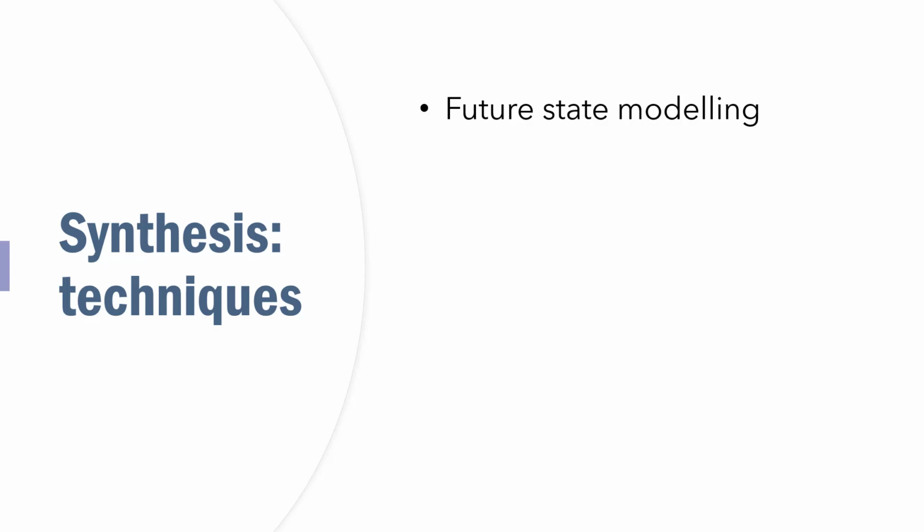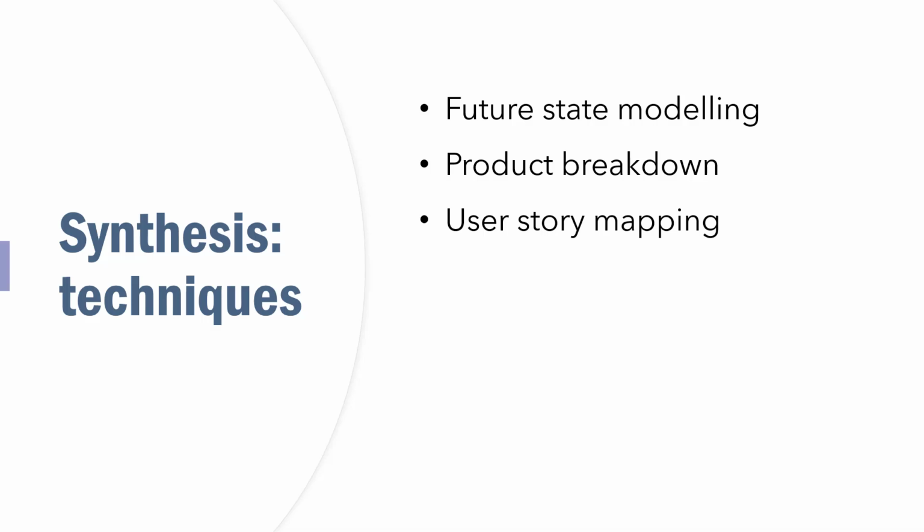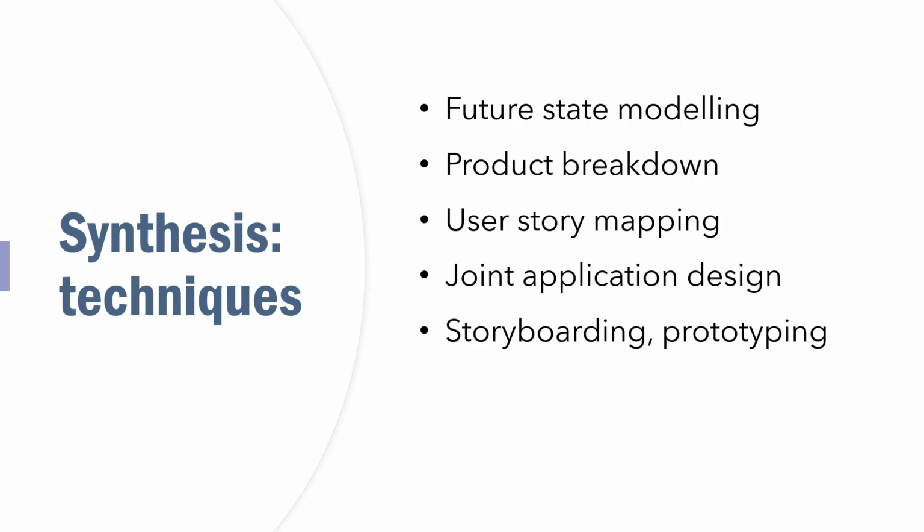Again, you had created models for current state. Now, what is the future state like? You may use techniques like product breakdown if you're building a new product. User story mapping that helps you structure your requirements using user stories and groups of user stories. A joint application design where a group of people get together and discuss a future design and try to brainstorm it together. Storyboarding, prototyping, so visualizing the future flow.